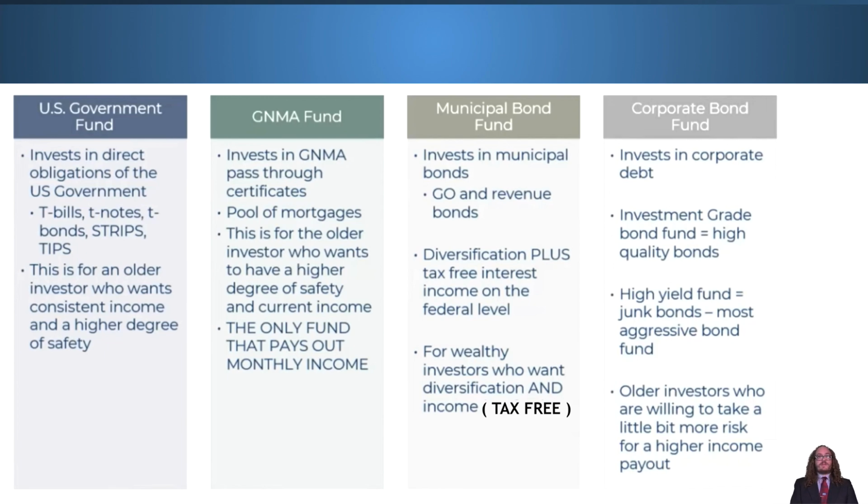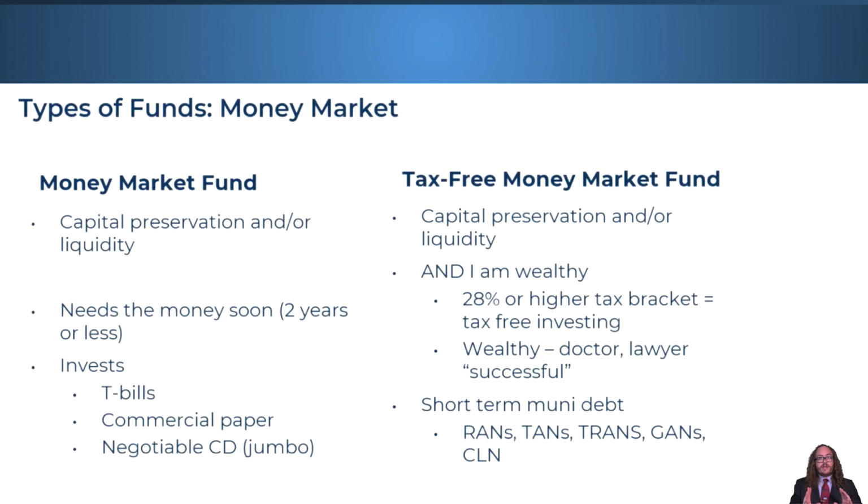Next, we take a look at money market funds. A traditional money market fund is for somebody seeking capital preservation and or liquidity. They need the money very soon. So usually they're investing for 2 years or less, sometimes a year or less. Money market instruments will invest in T-bills, commercial paper, maximum maturity of 270 days, and negotiable CDs with a maximum maturity of 270 days.